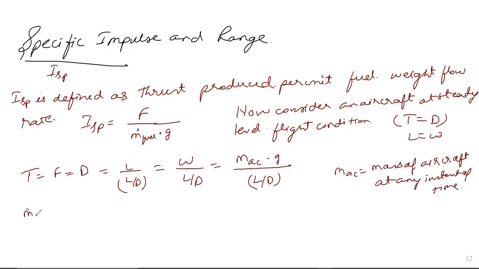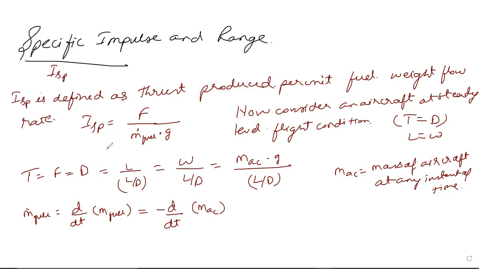Now, what is mass fuel flow rate? Fuel mass flow rate is basically d by dt of mass of fuel, which can be called as minus d by dt of mass of aircraft. Now, what does this mean? This means that the rate of change of fuel is basically the negative rate of change of aircraft mass. When fuel is decreasing, then aircraft weight is also decreasing, no? Okay, so that's why it's negative.